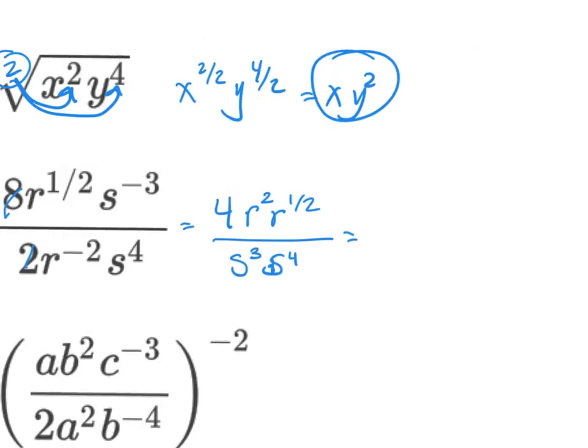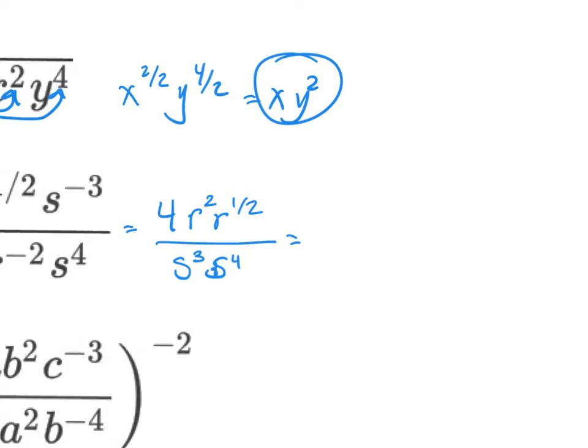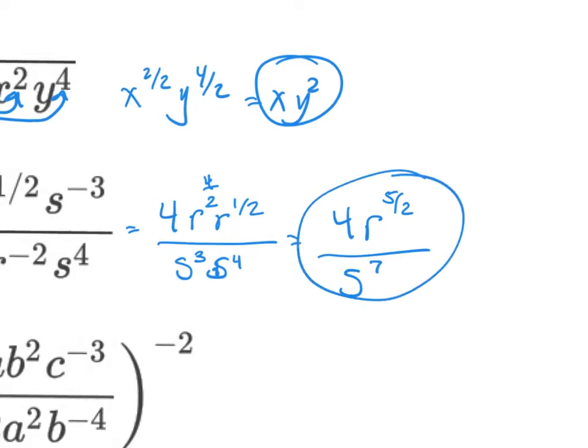So now I'm going to simplify my exponents. If I have the same base and I add exponents, this would be the same as 4 over 2. So it's 4 r to the 5 over 2, and then s to the 7th. You add your exponents there.